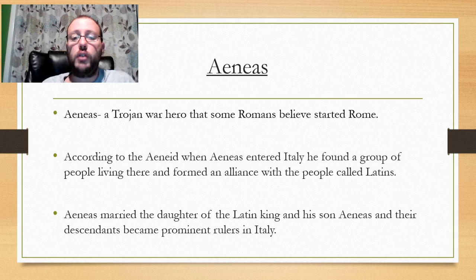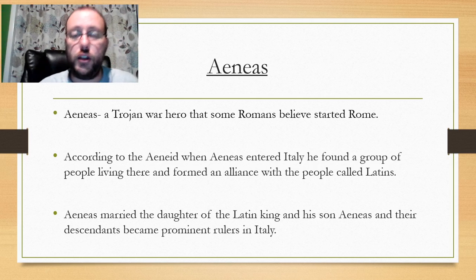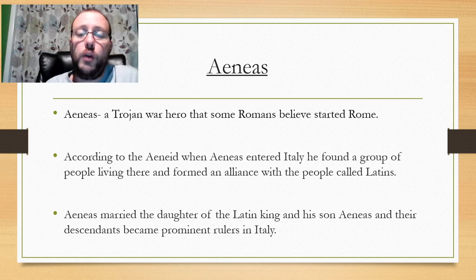According to the Aeneid, when Aeneas entered Italy, he found a group of people living there, and he formed an alliance with the people called the Latins. Now, we're going to learn that Latin is the language that the Roman people speak. And so it's believed that this comes from this group of people, the Latins. He married the daughter of the Latin king, and his son Aeneas, he named his son the same thing he was. Don't get confused, they have the same name. And their descendants became prominent rulers in Italy.